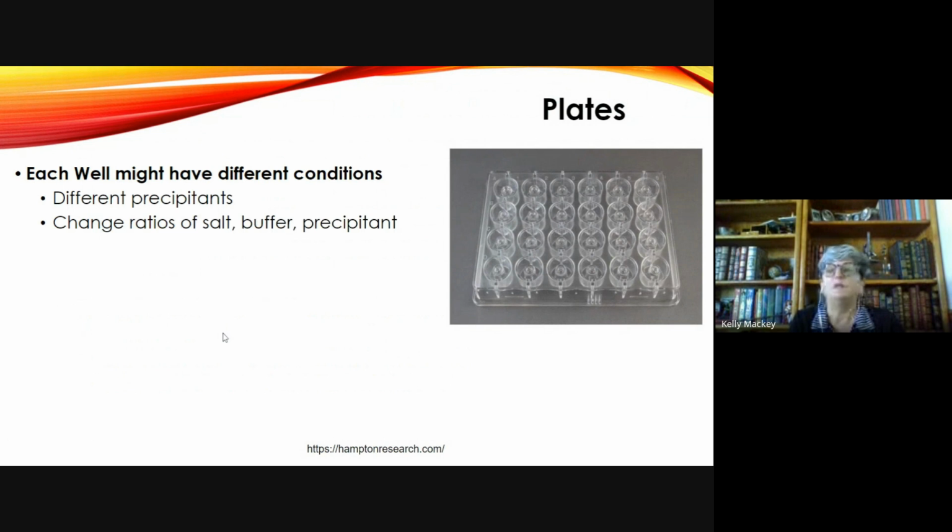You could change the precipitant. You could change the ratios. So you've got those 3 different components to a precipitant. You could always change how much salt, the percent of the precipitant, stuff like that. The concentrations could be different. And then you add it to the well area.